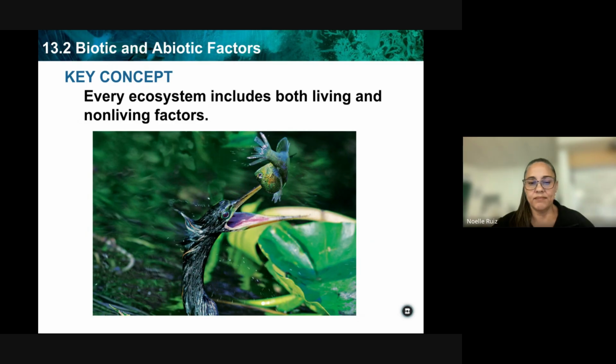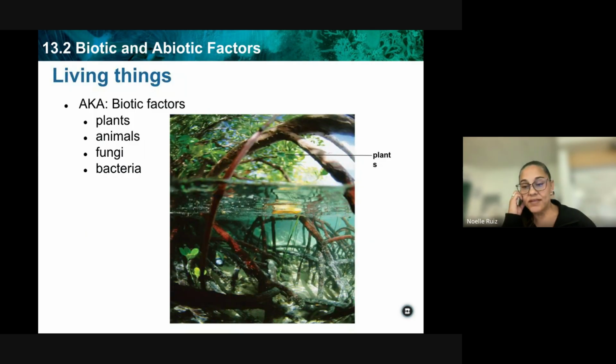Living things. Our fancy science vocabulary word for living things, we call them biotic factors. And these include all the living things you see in this picture and some you don't see: plants, animals, fungi, bacteria, algae, all the prokaryotes, all the parasites, all the little amoeba, parameciums swimming through the water. Those are all living things.